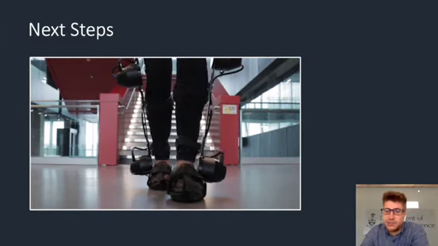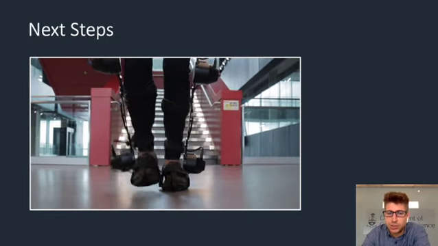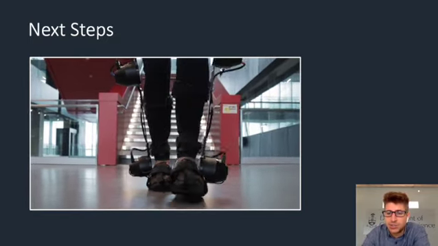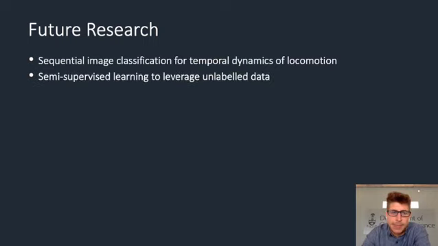I'll now just briefly mention some next steps moving forward and what we're currently pursuing at the University of Toronto. So we're now working on developing a sequential image classification system in order to exploit the temporal dynamics of human locomotion. We're also developing a semi-supervised learning system in order to leverage the massive amounts of unlabeled data that we have in our database.